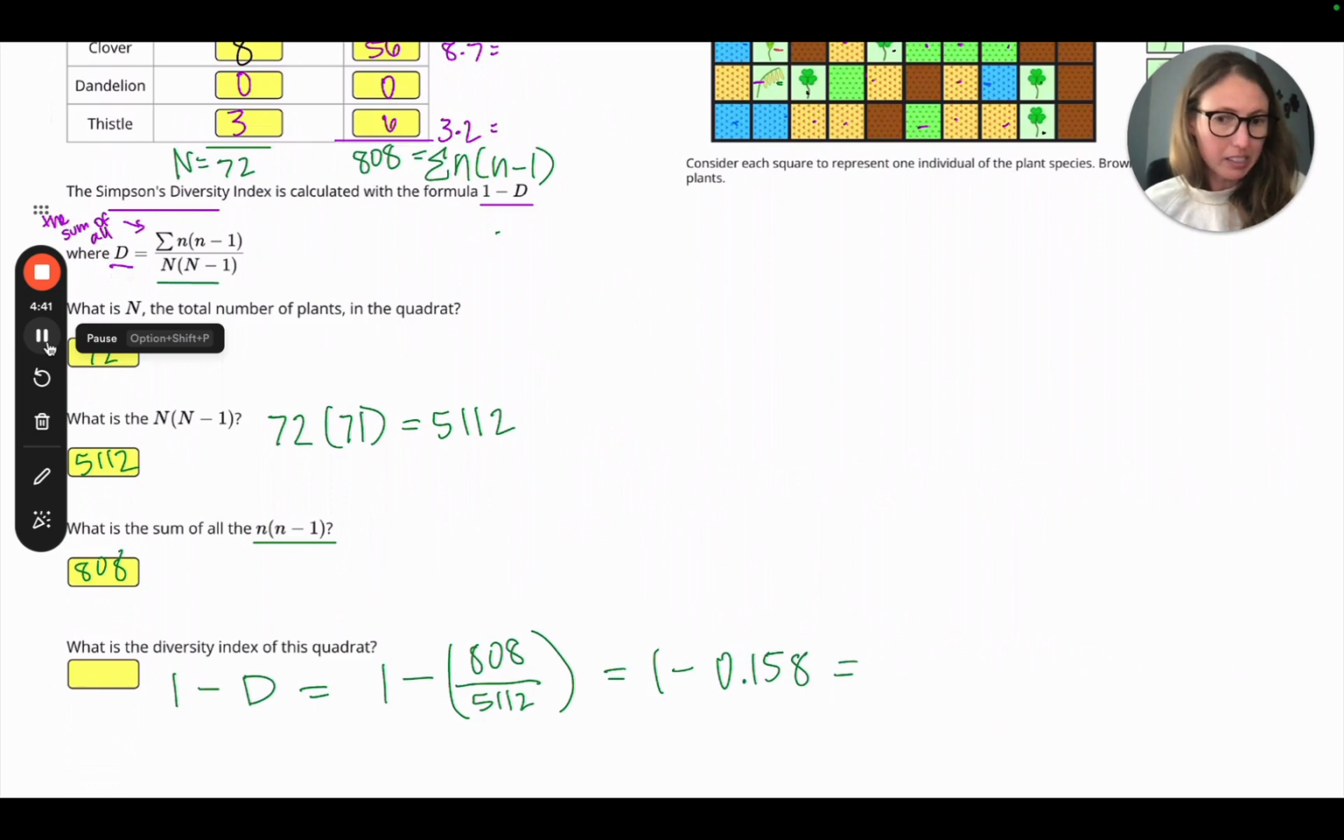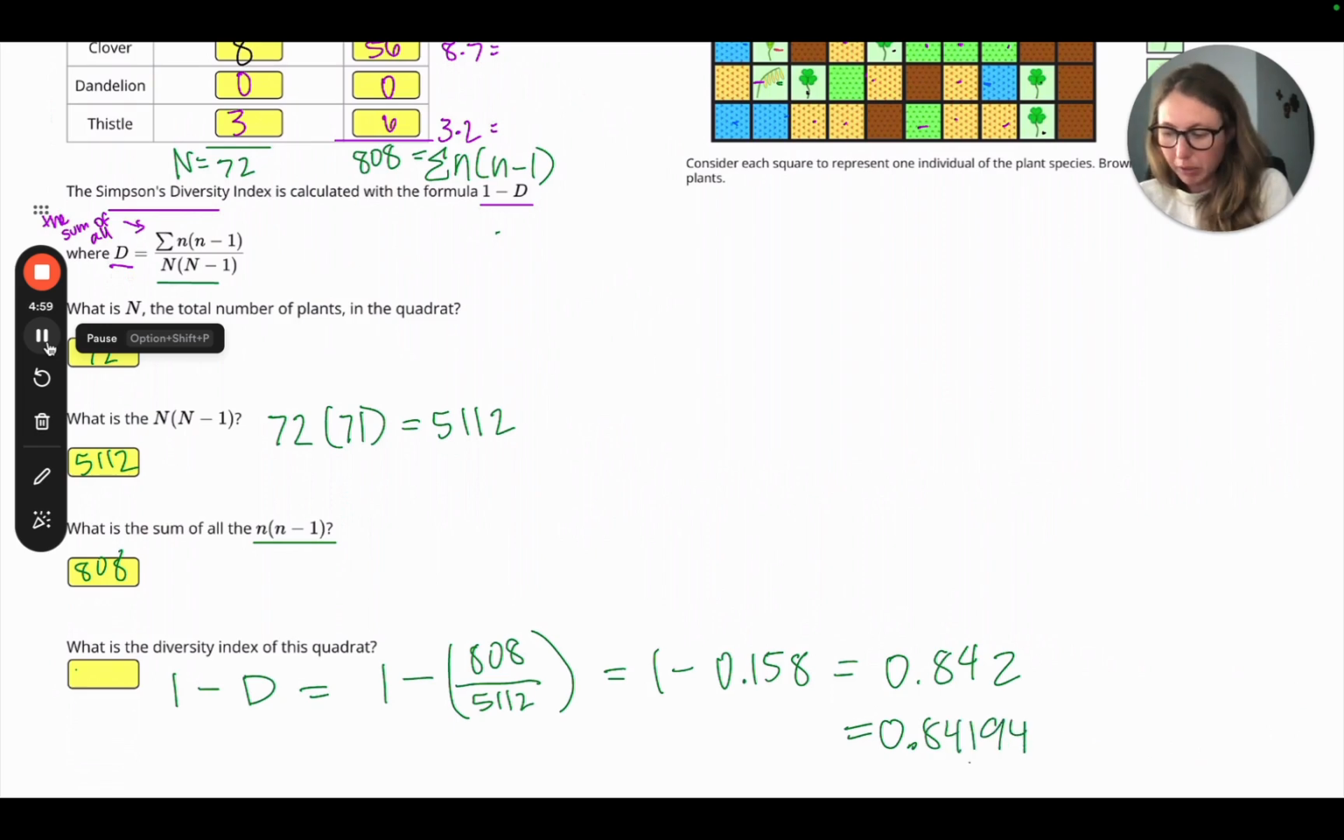But I have 1 minus 0.158, and that will be 0.842 to 3 significant figures. So it actually came out on my calculator without rounding it, 0.84194, but I would round it right here to the third significant figure. So at 0.842, that is the diversity index of this quadrat. And what that means is that's a number that's pretty close to 1. So this would be considered a habitat that has a lot of biodiversity. But that number by itself doesn't always mean as much as if you were comparing it.